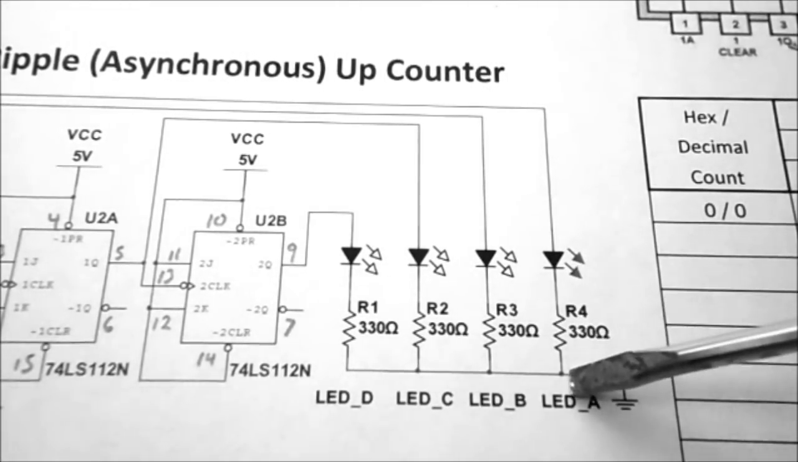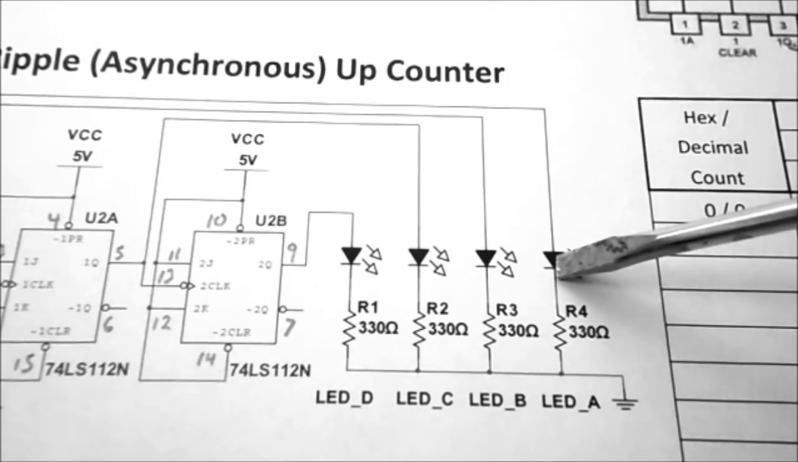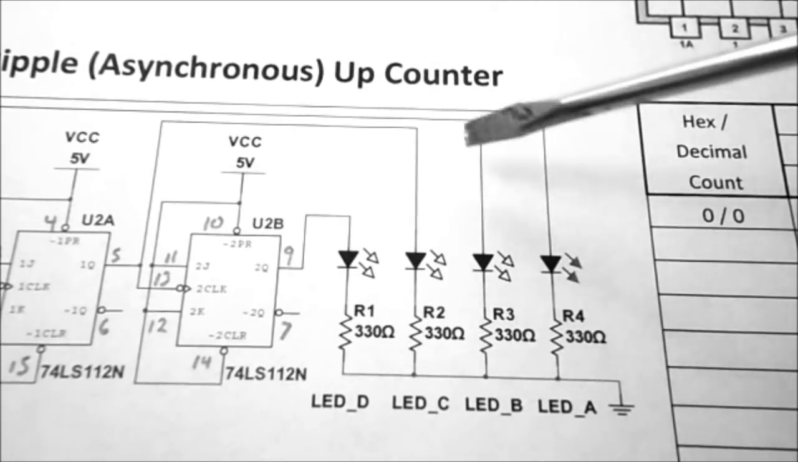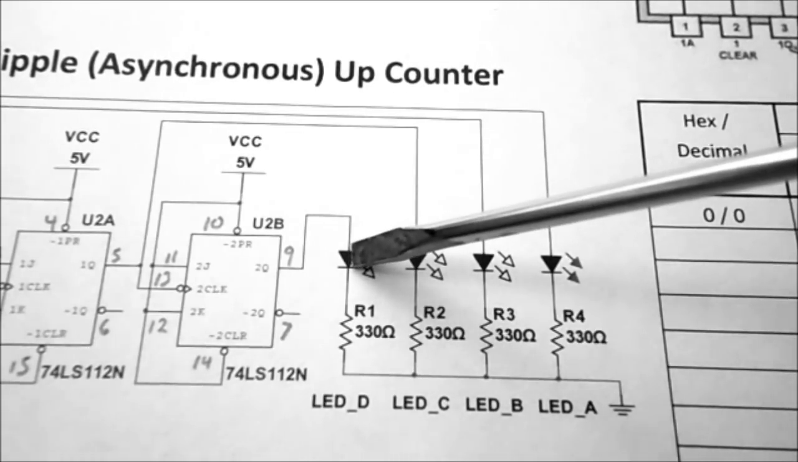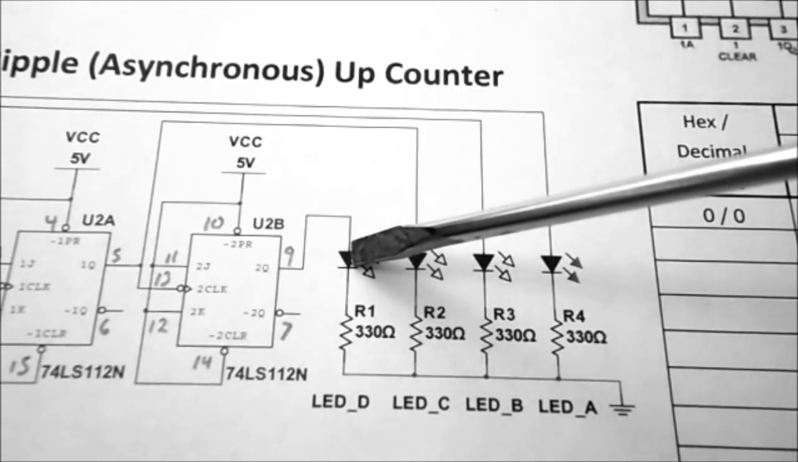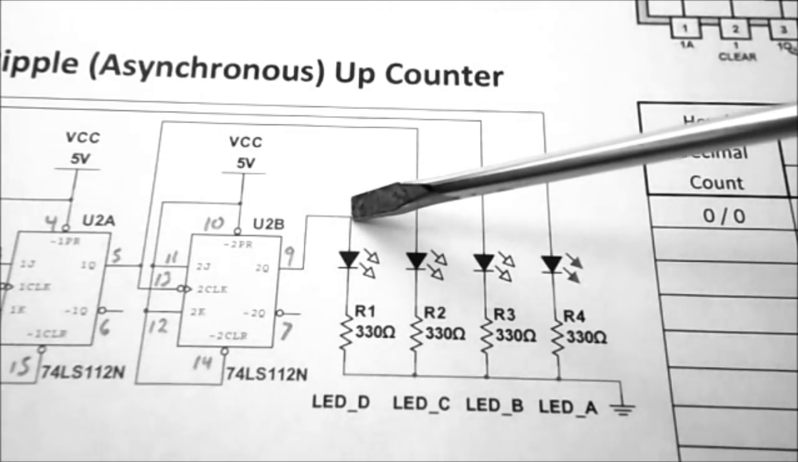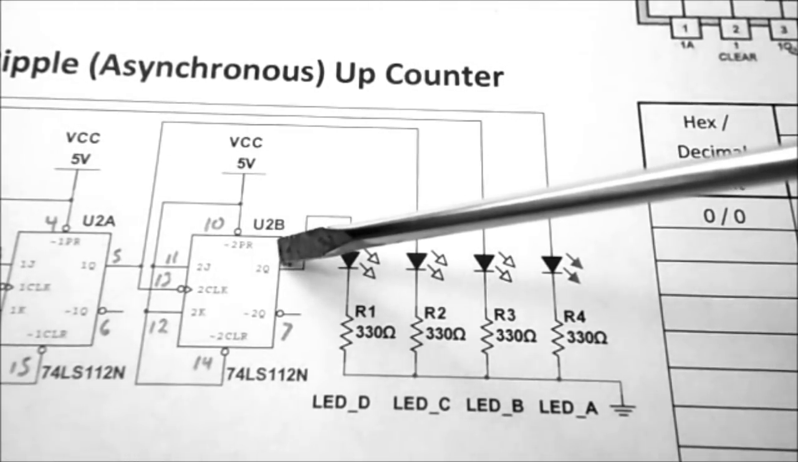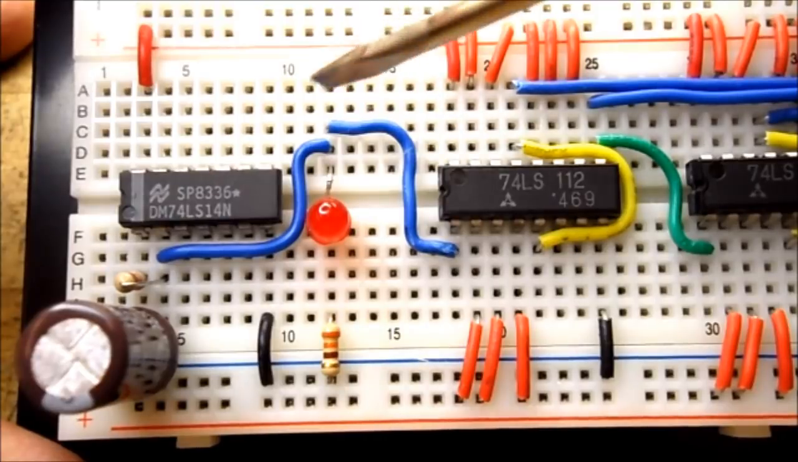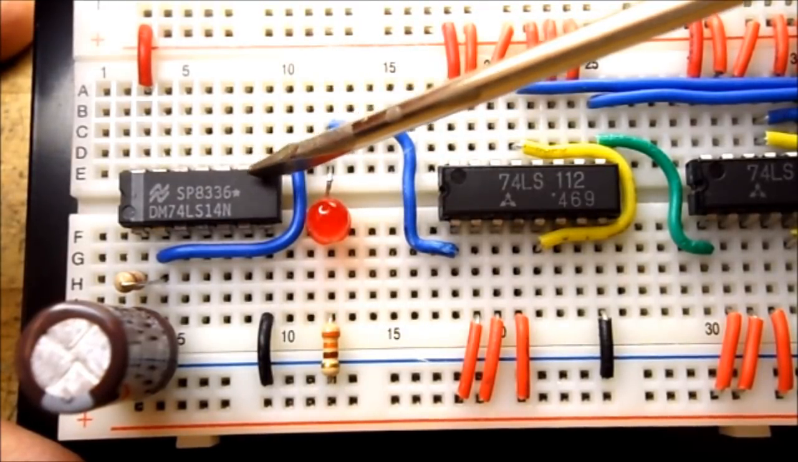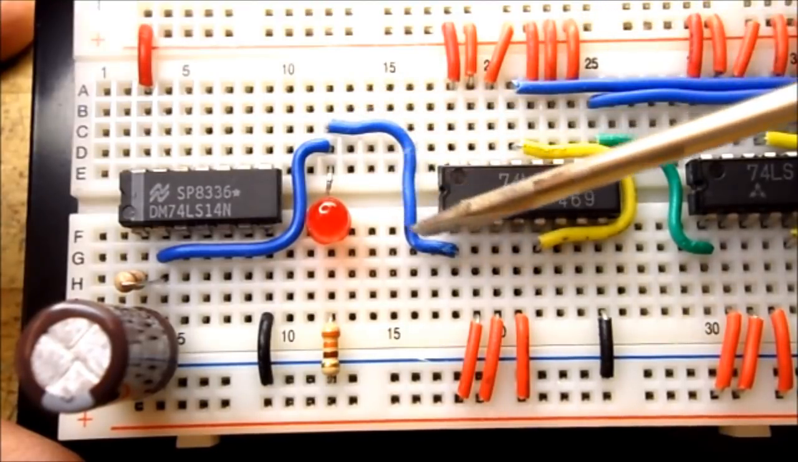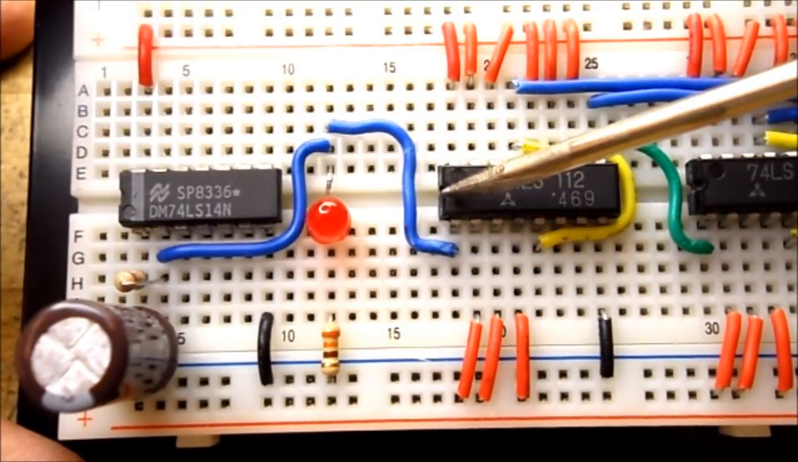This is LED A, so it should be our least significant bit, and it comes from our first flip-flop. LED D is our most significant bit, and it comes from our last flip-flop. So you can see here that the output from my clock becomes the input for my first flip-flop.